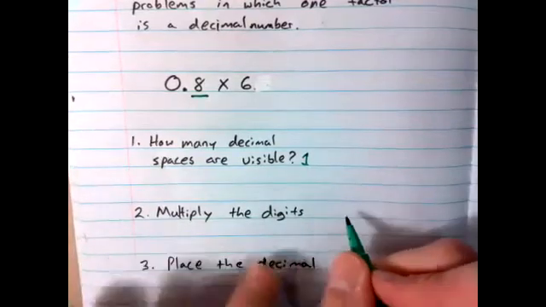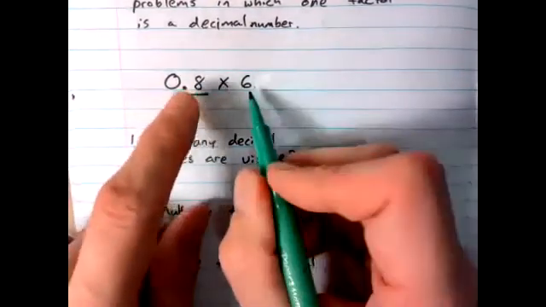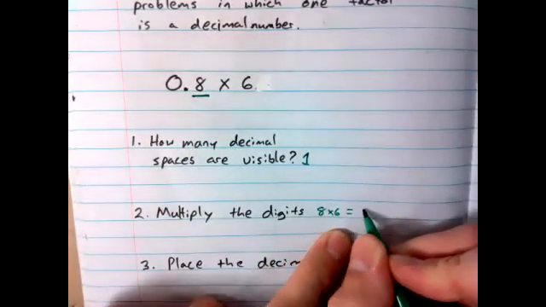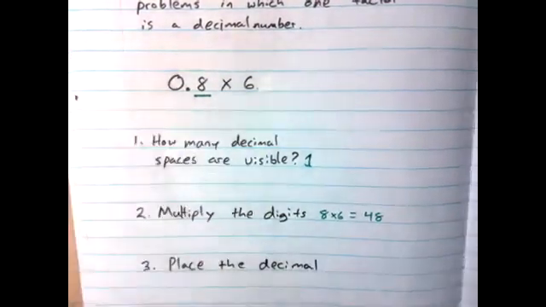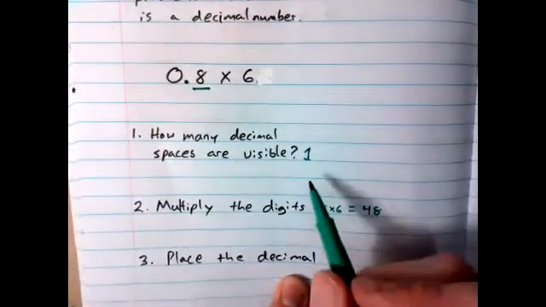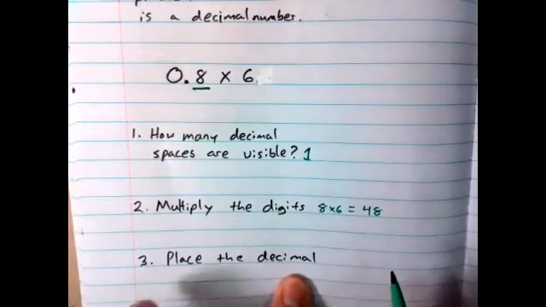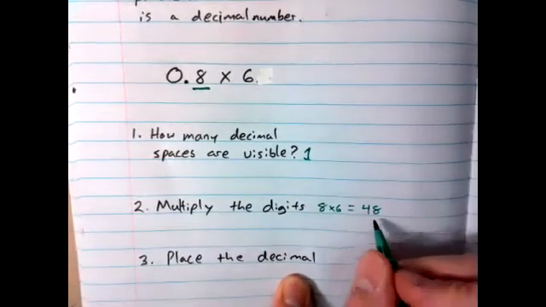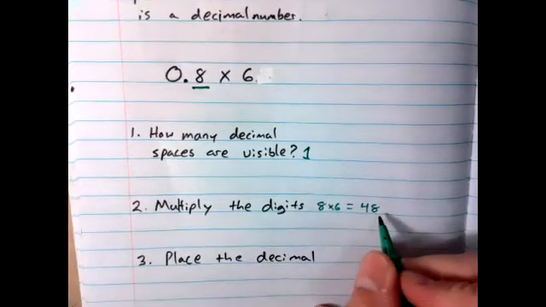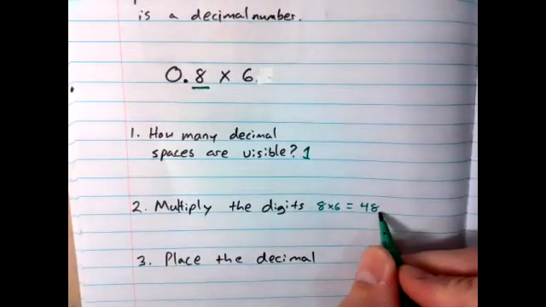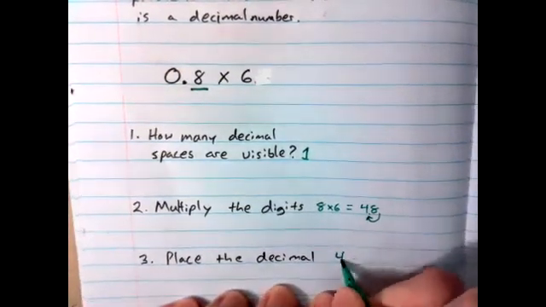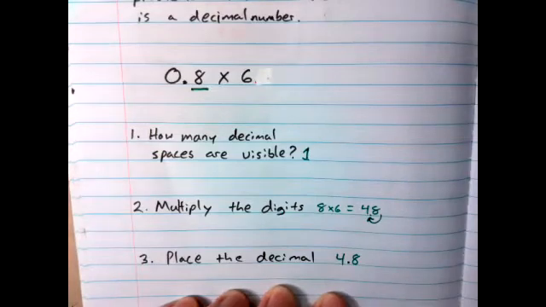Multiply the digits. So what digits am I multiplying? 8 and 6. 8 times 6 equals 48. Got it. And the last one here is place the decimal. So this is where your answer from number 1 comes in. So I need to place one decimal space in the answer. All right, so that means I'm going to start at the end. I'm going to go one space in. So the answer will be 4 and 8/10.